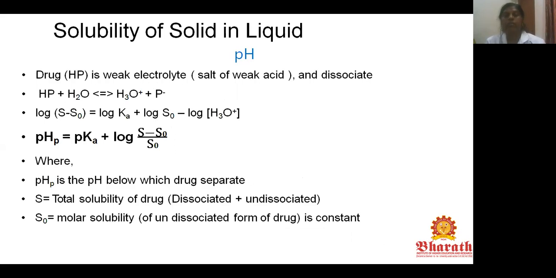So this is a drug as a weak electrolyte and dissociation. So pHp is equal to pKa plus log (S minus S0) divided by S0. So where pHp is the pH below which the drug separates, S is the total solubility of the drug, dissociated plus undissociated. S0 is equal to the molar solubility of the undissociated form of the drug.